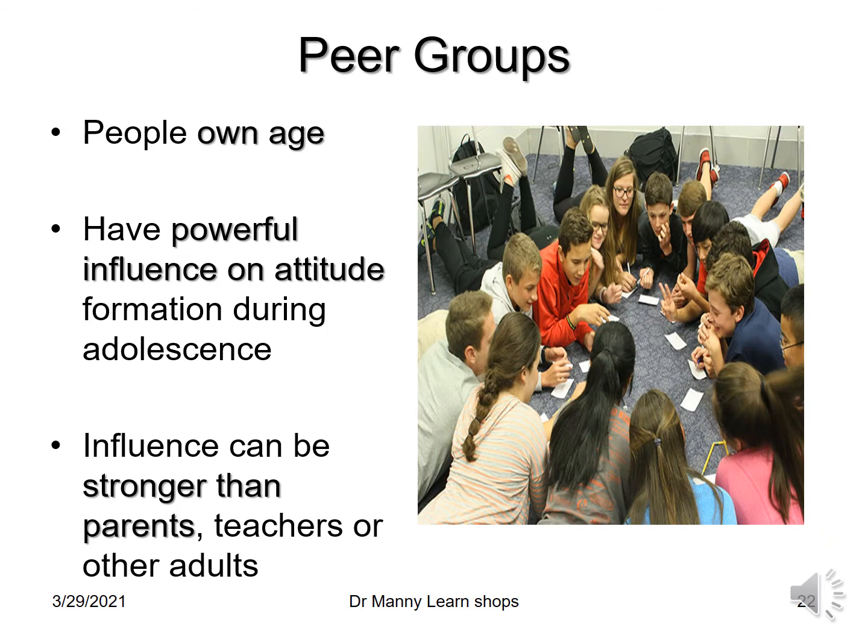Then you've got peer groups. Peer groups are people of your own age. And peer groups have a very powerful influence on your attitude and how it forms, especially during adolescence, when you're going from puberty to adulthood. And this influence is stronger, according to the research, than parents, teachers, or other role models that were previously considered in your adult group.